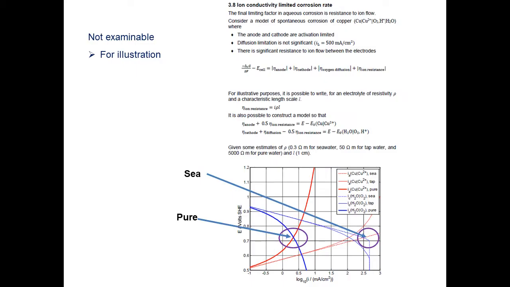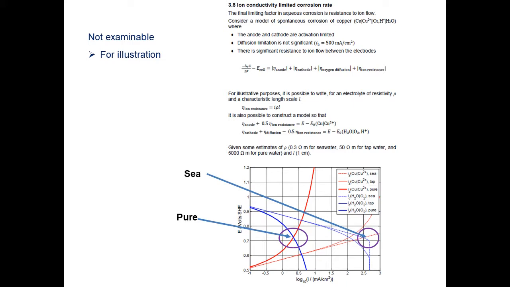Good. Page 36, section 3.8 is non-examinable. It's actually quite approximate, it's just for illustration. So we have here an indication of how another algebraic term, which is harder to deal with, can affect corrosion speed. So this is, how does the ion conductivity of solution affect corrosion rate?